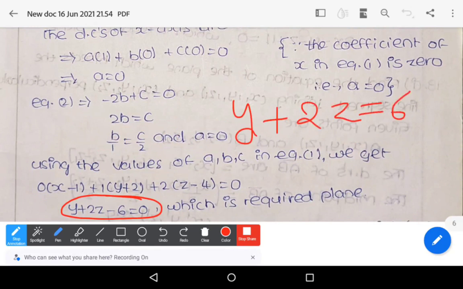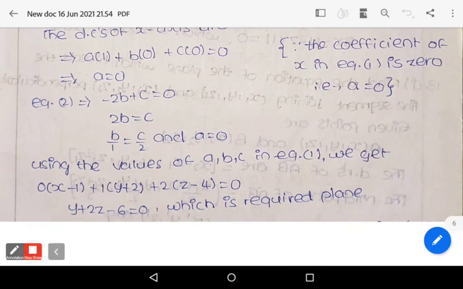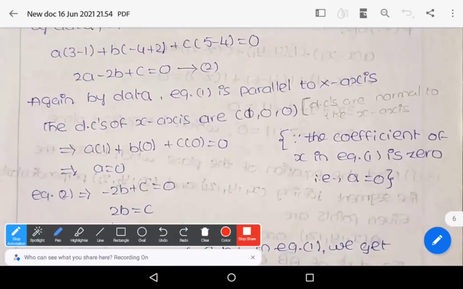y plus 2z is equal to 6, which is the required equation. That's it. You can solve the same problem in another way also. Here, equation 1 is parallel to the x-axis.